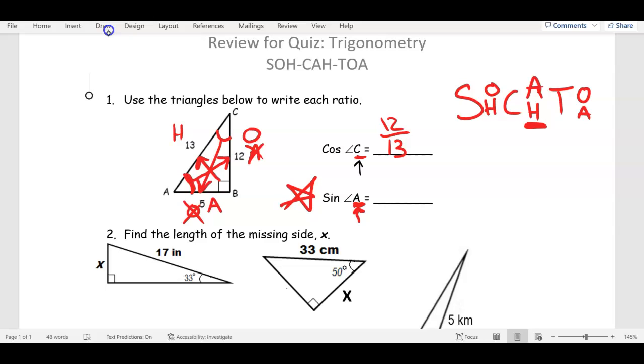Very important. So now that we have everything labeled starting at angle A, sine, S-I-N, is O over H. So now it's going to be 12 over 13. These happen to be the same thing. Okay. It may not be that way on the actual quiz tomorrow, but this is the way you do these types of problems. Label OHA, give me the fraction, reduce it if you can. Okay.